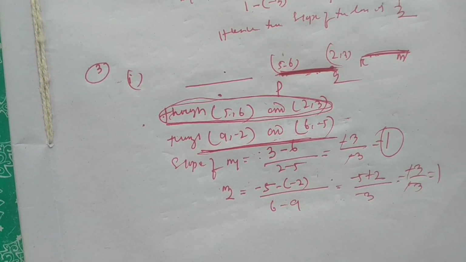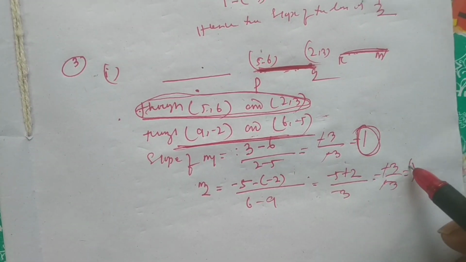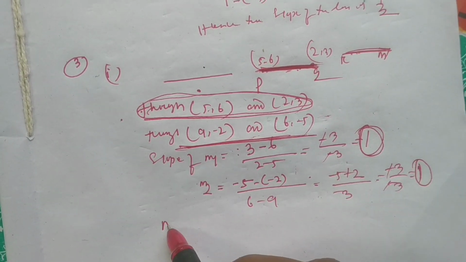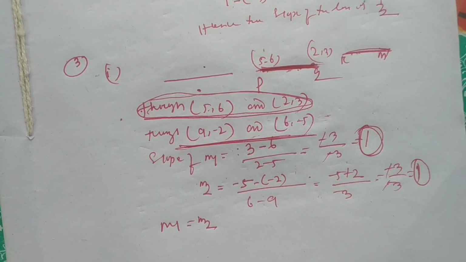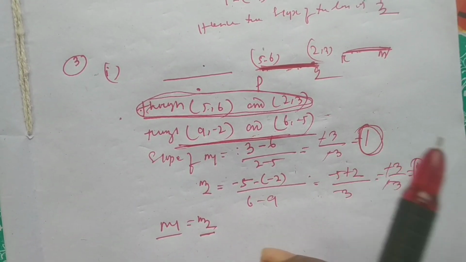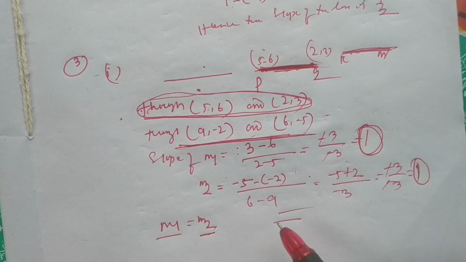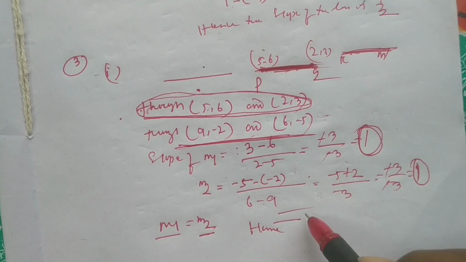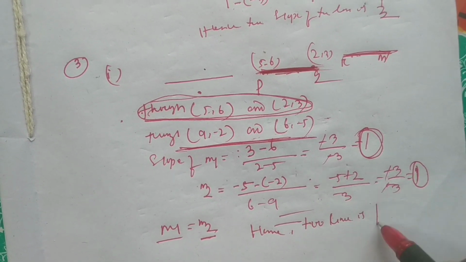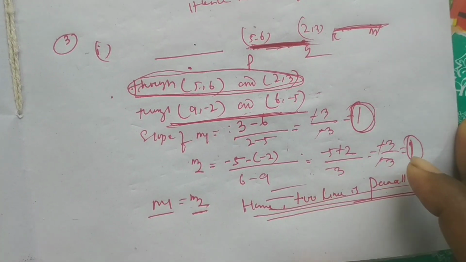Now we know that the first slope value is 1 and the second slope value is 1. So the first slope and second slope are equal, so M1 is equal to M2. We know that when two slopes are equal, the two lines are parallel. Hence the two lines are parallel. Understood this point?